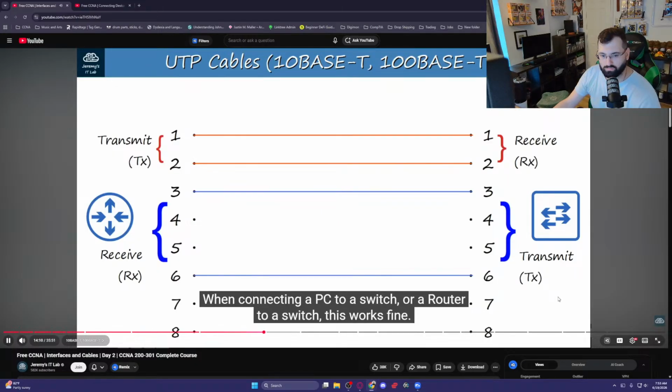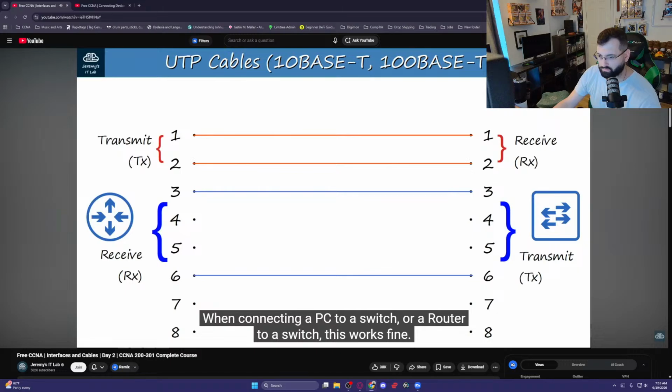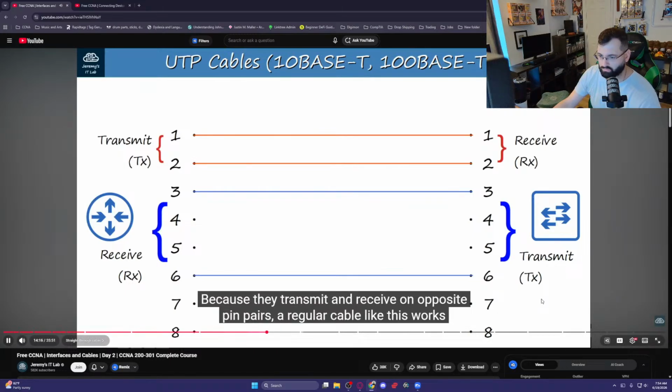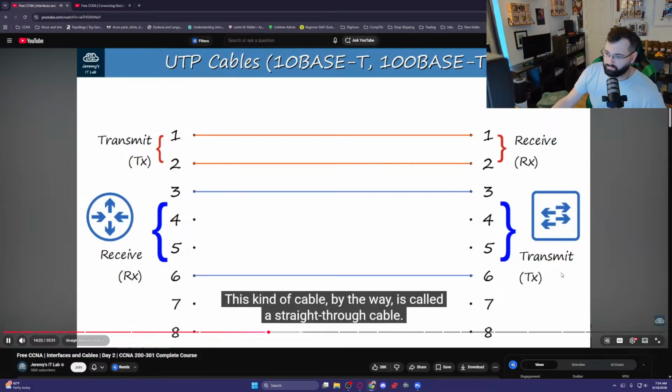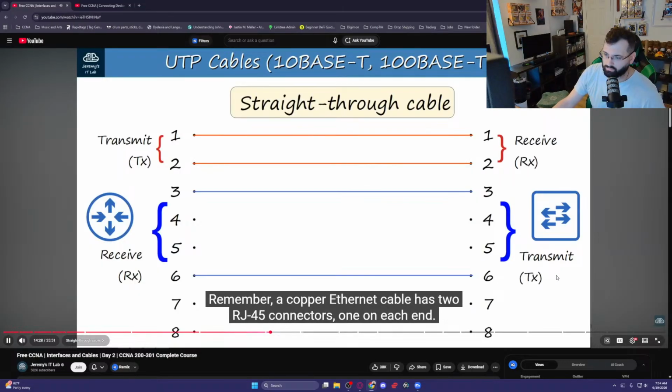When connecting a PC to a switch, or a router to a switch, this works fine. Because they transmit and receive on opposite pin pairs, a regular cable like this works well. This kind of cable, by the way, is called a straight-through cable. Remember, a copper Ethernet cable has two RJ45 connectors.